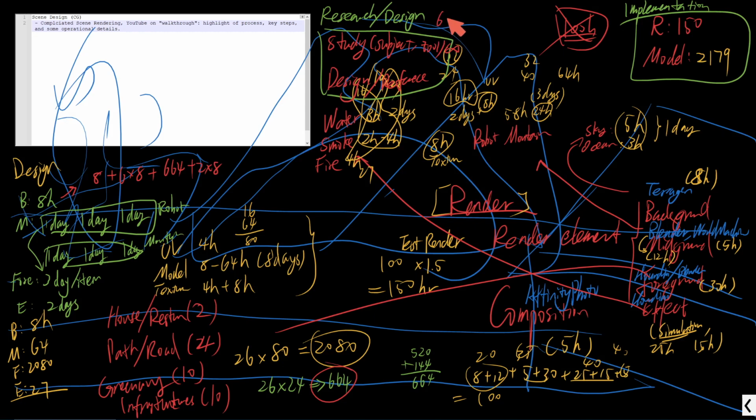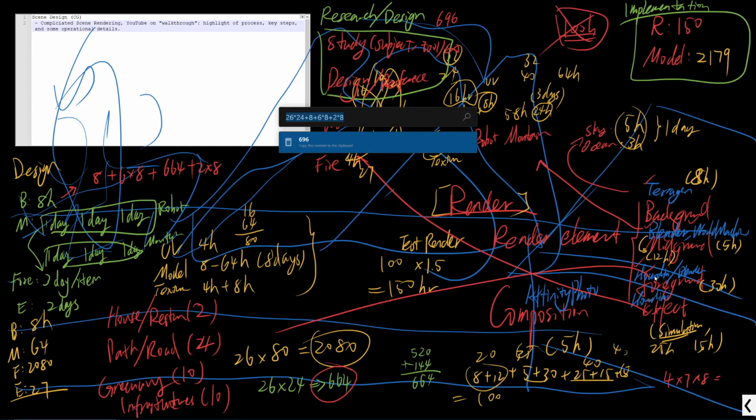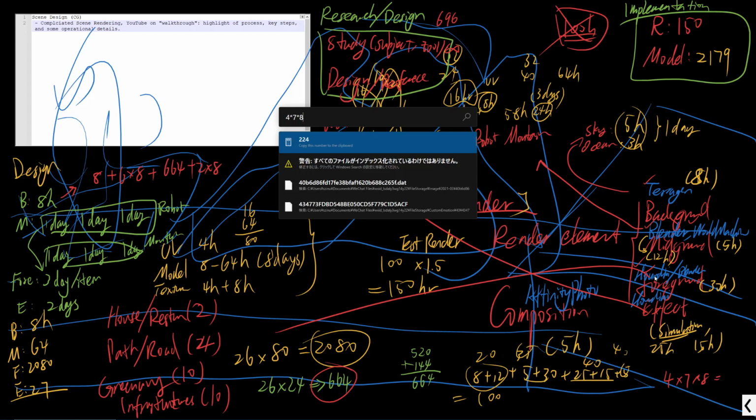We have a total of 696 hours. Now the study and the tool stuff we can do is to spend 1 week on each tool, which is 7 days on each tool. We have 4 tools. 4 times 7 times 8, which gives us 224 hours. Good.